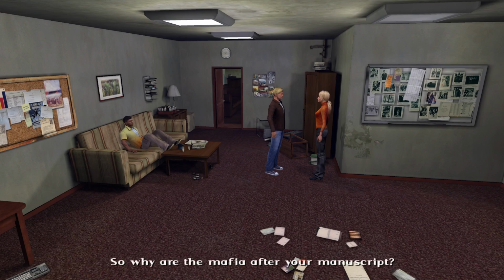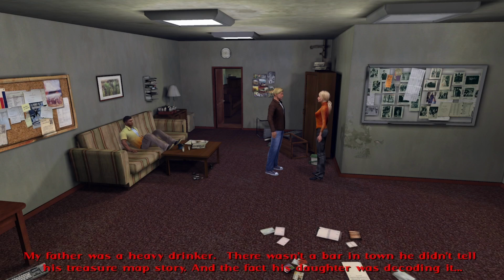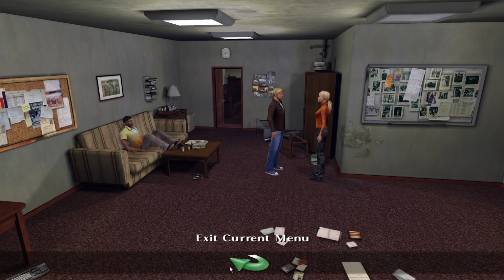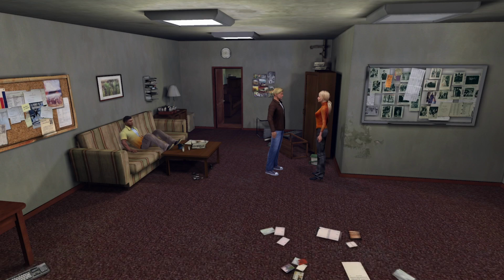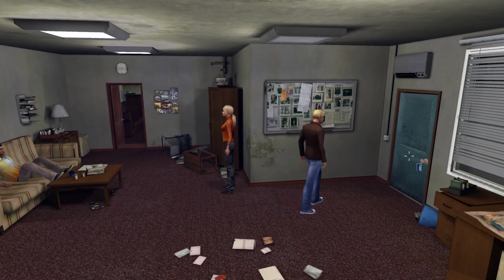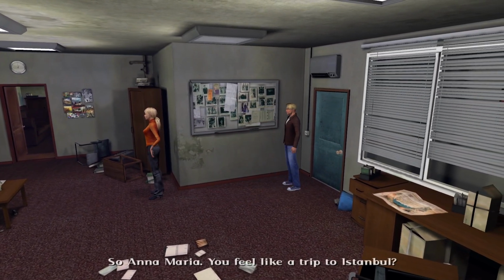So why are the Mafia after your manuscript? My father was a heavy drinker. There wasn't a bar in town he didn't tell his treasure map story. And the fact that his daughter was decoding it. I guess it was just a matter of time before someone took him seriously, huh? I don't buy that story. I might be wrong, but I'm just not buying it.